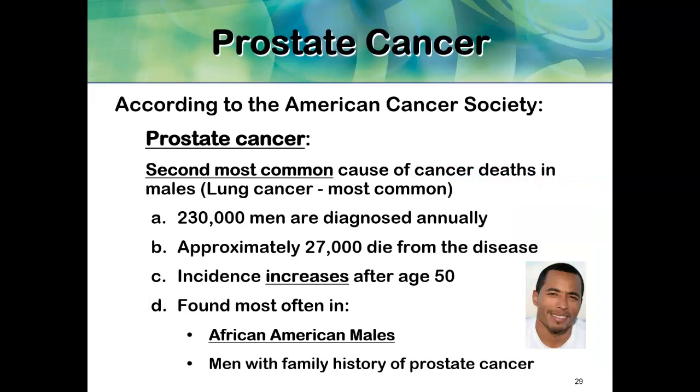So, according to the American Cancer Society, prostate cancer is actually the second most common cause of cancer deaths in males. Lung cancer is the most common. And we see approximately 230 to 250,000 men, so a quarter million, diagnosed every year. Over 10% of males die from the disease, and the prevalence of patients being diagnosed with prostate cancer increases after the age of 50. Now, the interesting thing is that we see prostate cancer more often in African American, Black American males, or in males with a family history of prostate cancer.